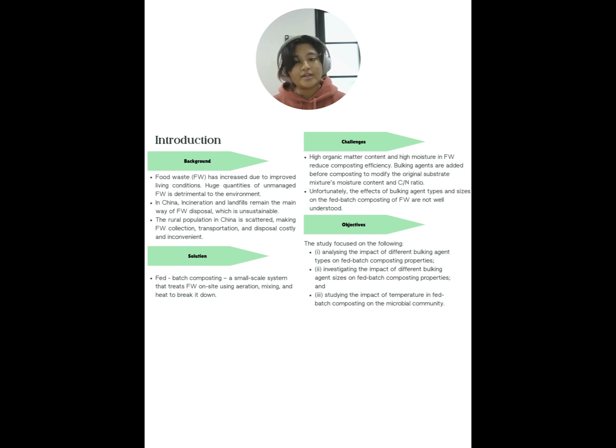understood. The study therefore focused on these three objectives: analyzing the impact of different bulking agent types on fed batch composting properties, investigating the impact of different bulking agent sizes on fed batch composting properties, and studying the impact of temperature in fed batch composting on the microbial community.